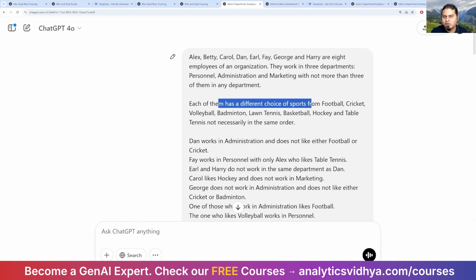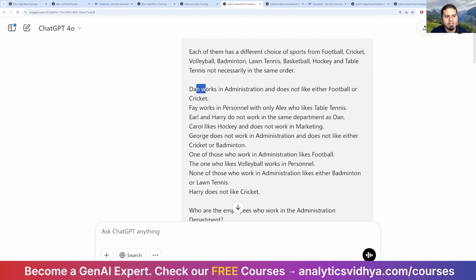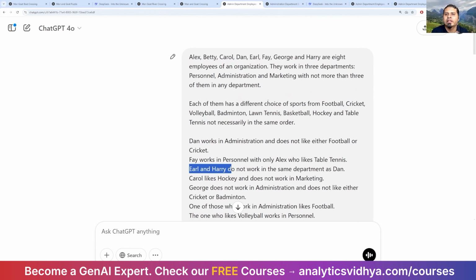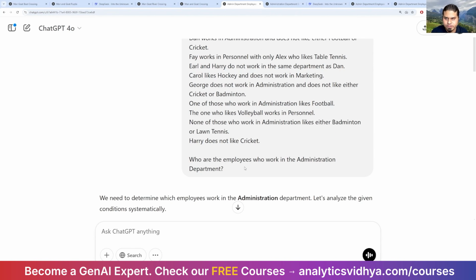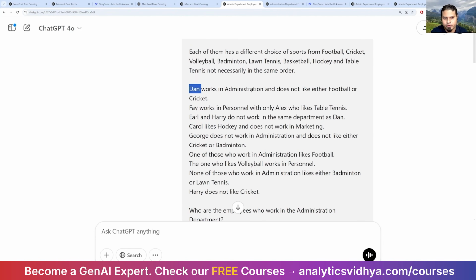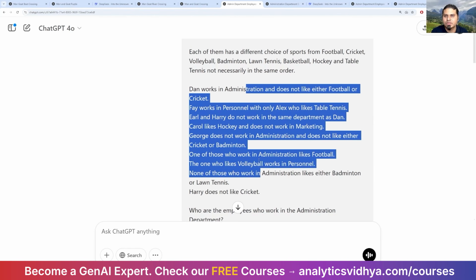Each of them has a different choice of sport in terms of what they like. And then we have some clues like, okay, Dan works in administration, does not like certain sports. Faye works in personnel with only Alex. Earl and Harry do not work in the same department as Dan, which means these 2 definitely are not in administration. So that would help the large language model to look at these clues and then finally answer the question for us that who are the employees who actually work in the administration department, including Dan, obviously, which is pretty straightforward by using all of this.